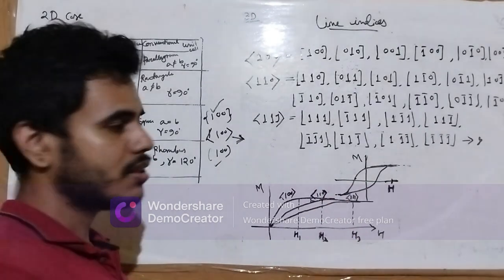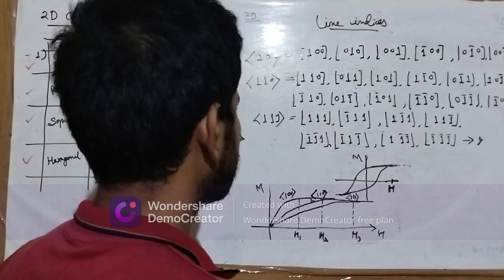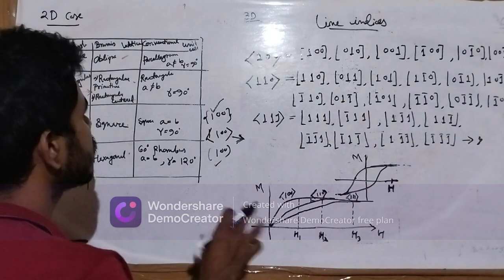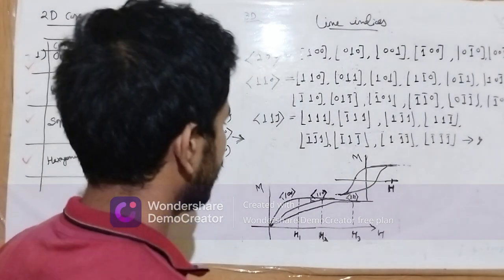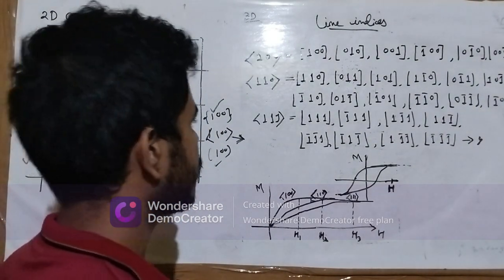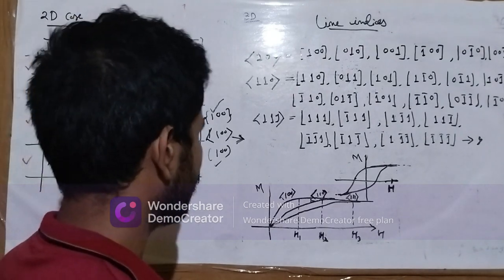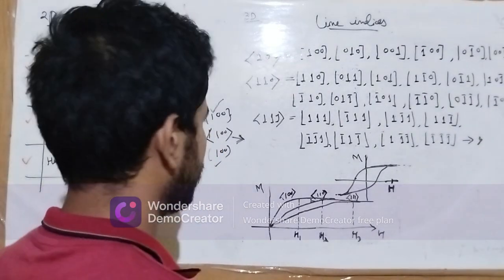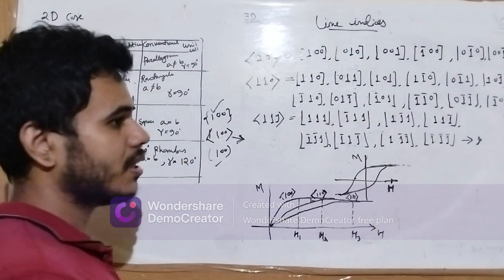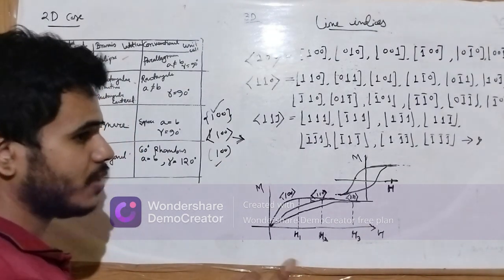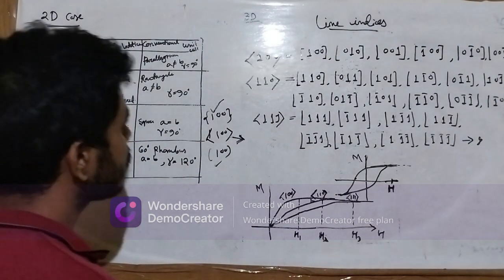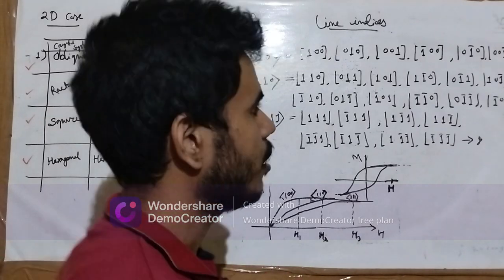So I hope you understand this line indices part. In the next class I will teach you about Miller indices for the solid state unit cell. Miller indices actually define a plane. For further study like the reciprocal lattice, this plane is important to know. I hope you understood all of today's material.